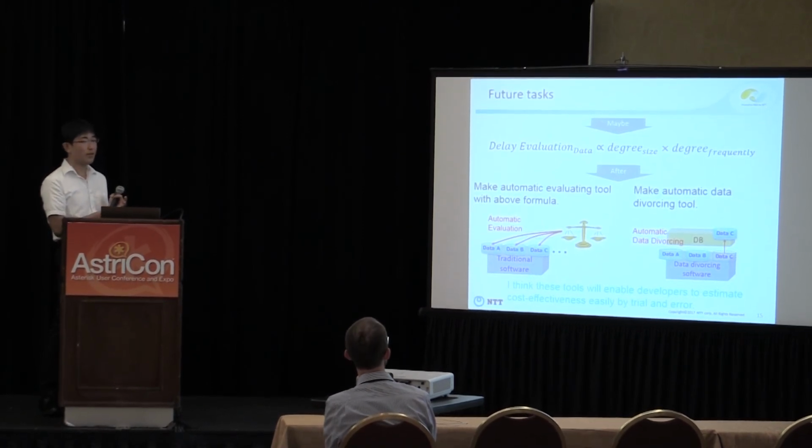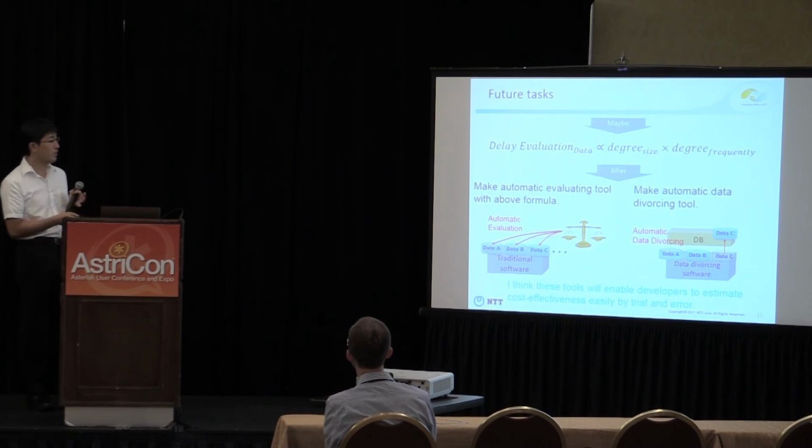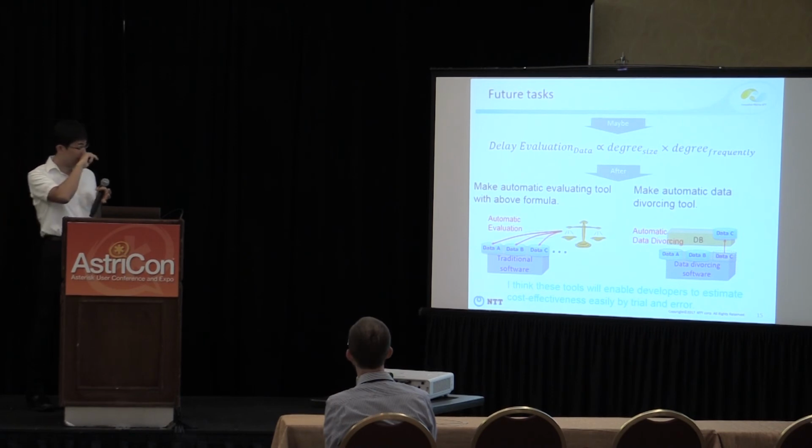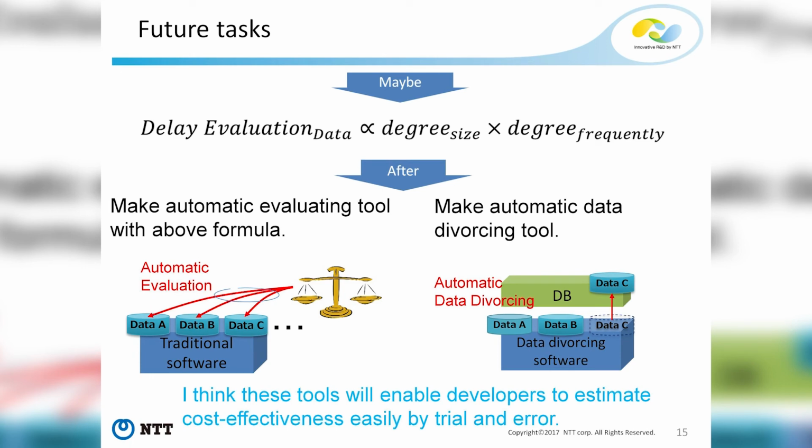And after confirming, I will make two automatic tools. One is an automatic evaluating tool, and one is an automatic data divorcing tool. I think these tools can support phase 1 and phase 2. So I think these tools will enable developers to estimate cost effectiveness easily by trial and error.